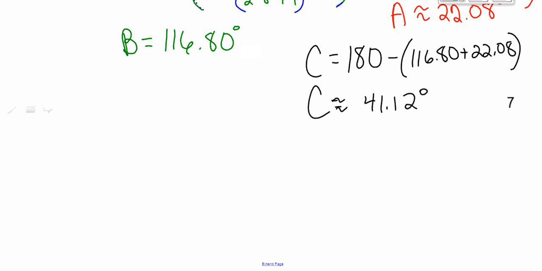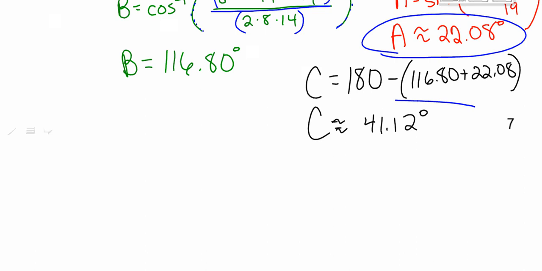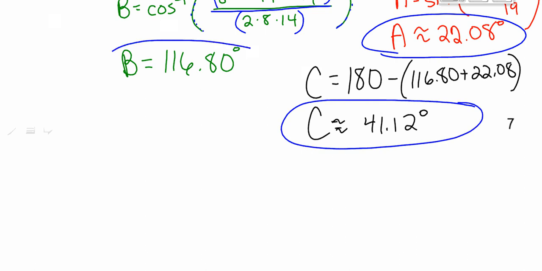And so then there's our three angles for that triangle. Anytime you have all three sides, you can find all three angles. And I just model using several rules. If you want to use the law of cosines for every one, it will work out.